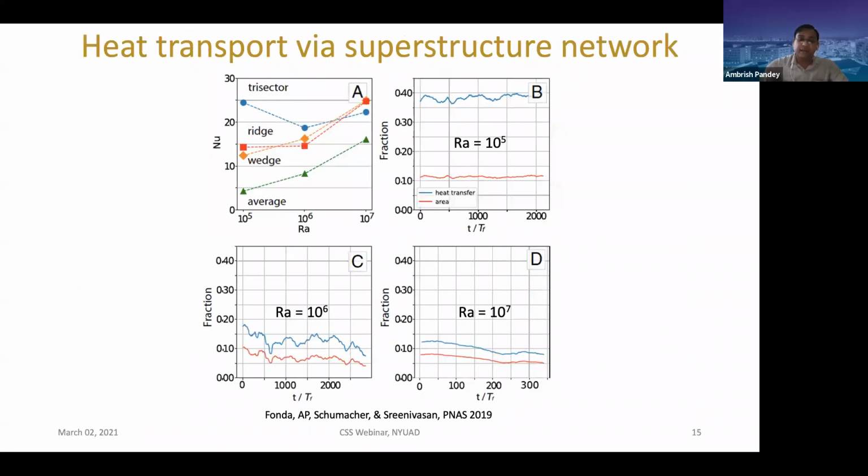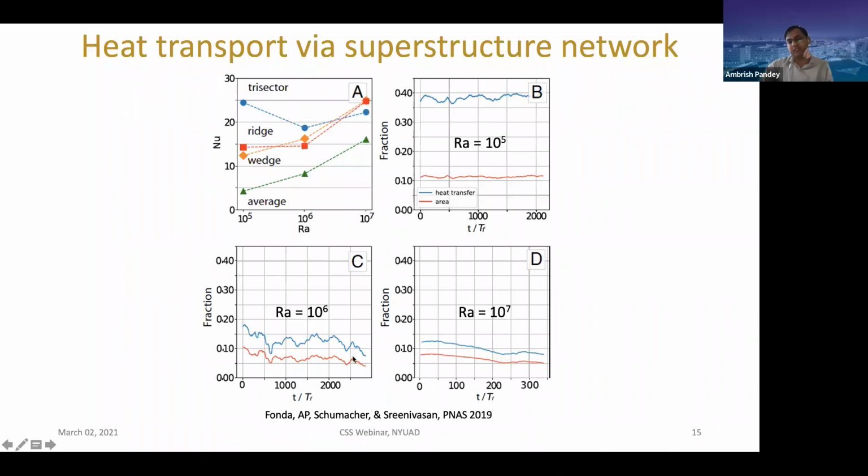We can then immediately compute heat transfer due to this superstructure network. Once we have the superstructure network, with pixels corresponding to the ridges which belong to the superstructure, we can immediately compute heat transport from those locations. Here we show the fraction of heat transport due to superstructures. For Rayleigh number 10 to 5, which is the lowest Rayleigh number for this Prandtl number 7, roughly 40% of heat is transported due to superstructures, and the area occupied by these superstructures is roughly 12 to 15%. If you go to a higher Rayleigh number, the fraction of heat transport due to these superstructures decreases because of stronger turbulent fluctuations.